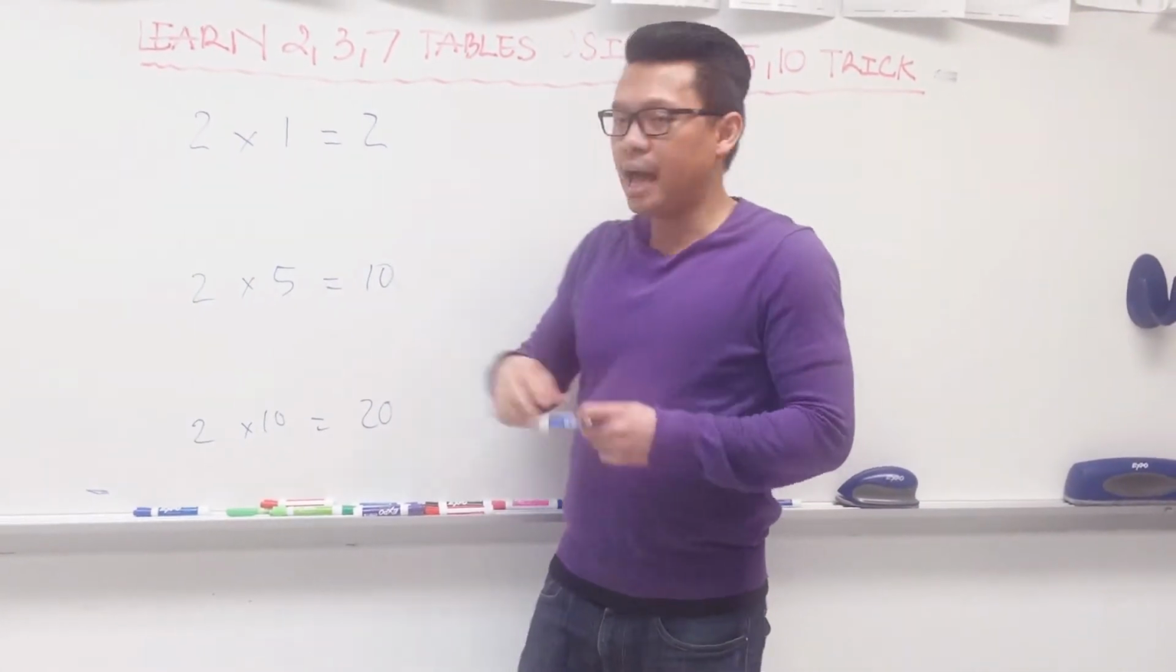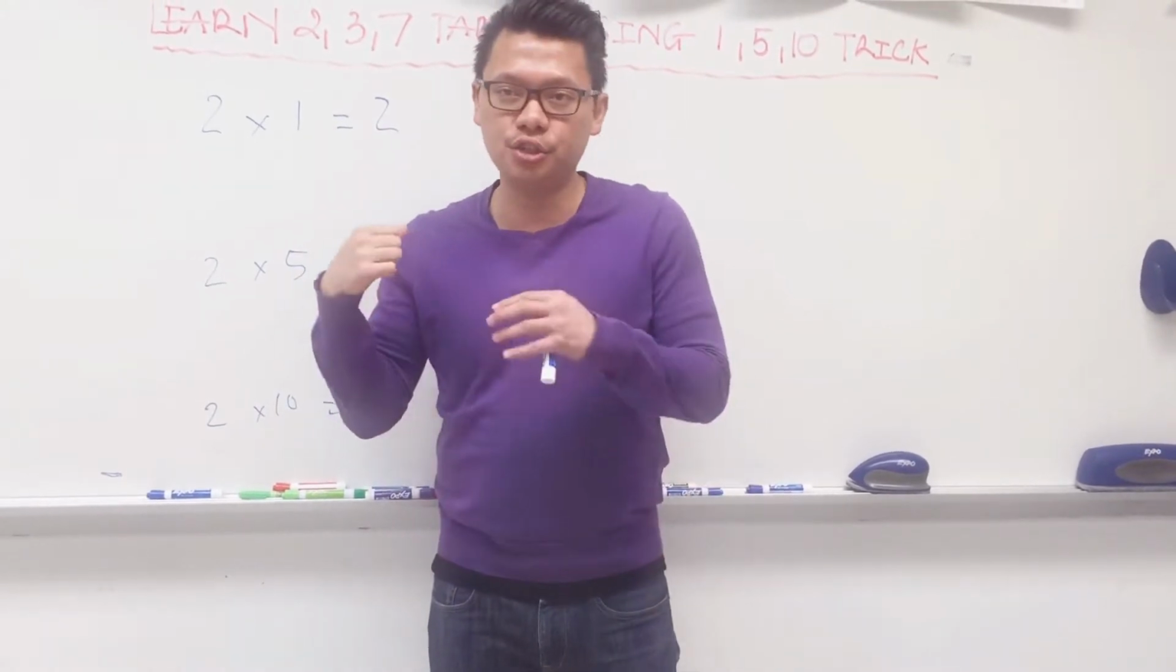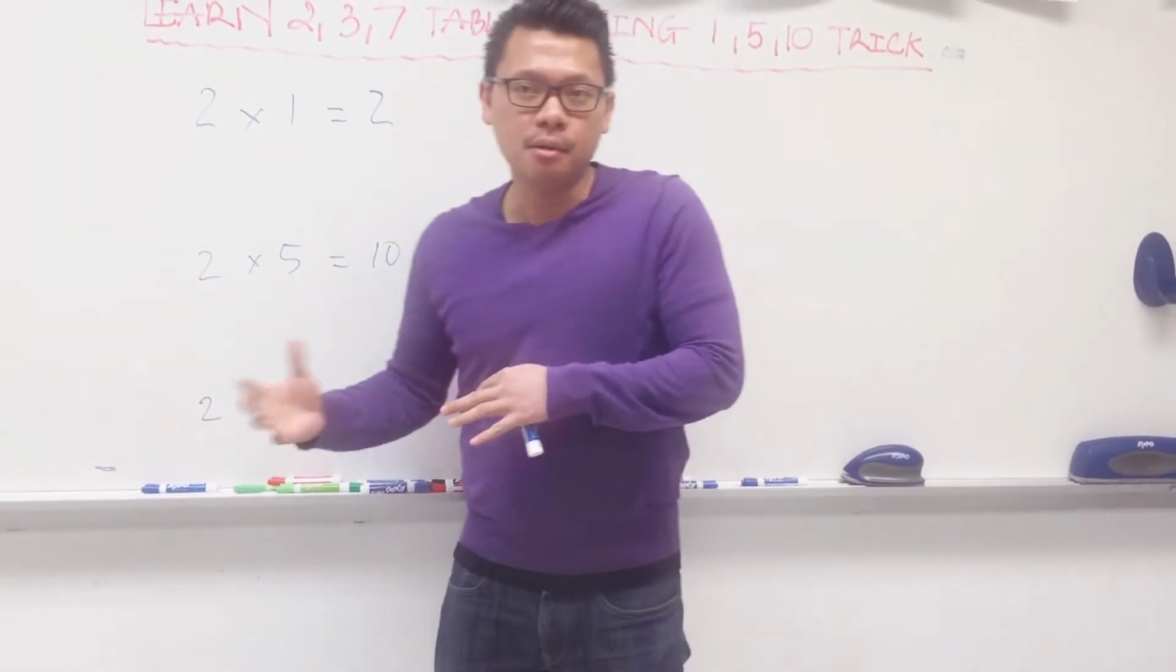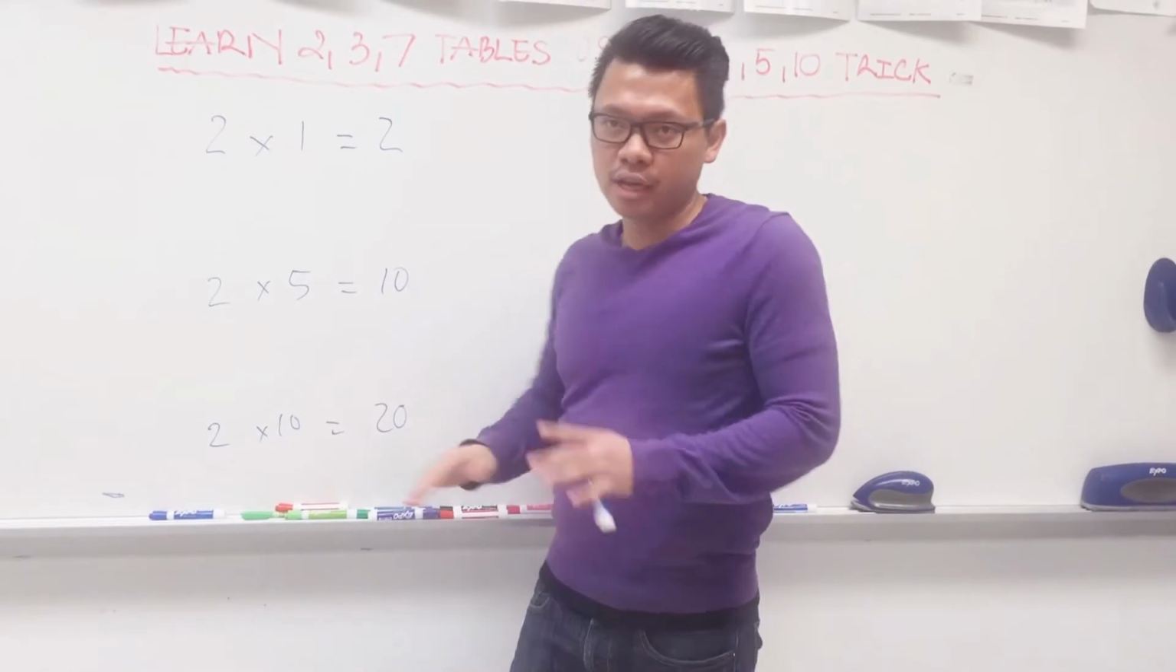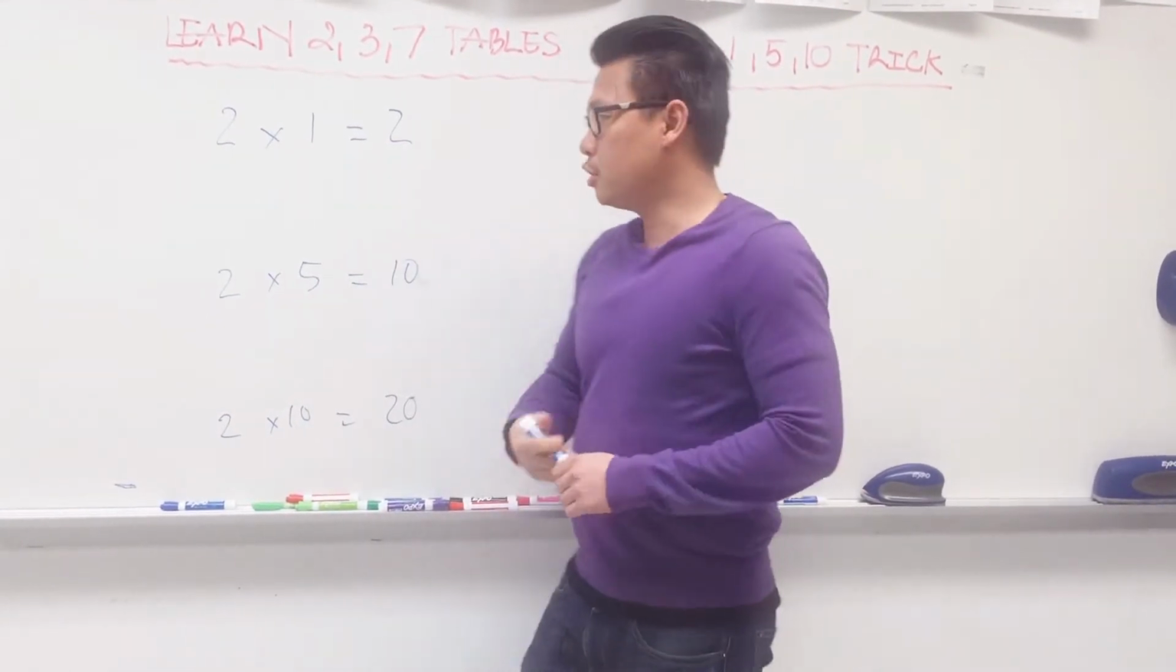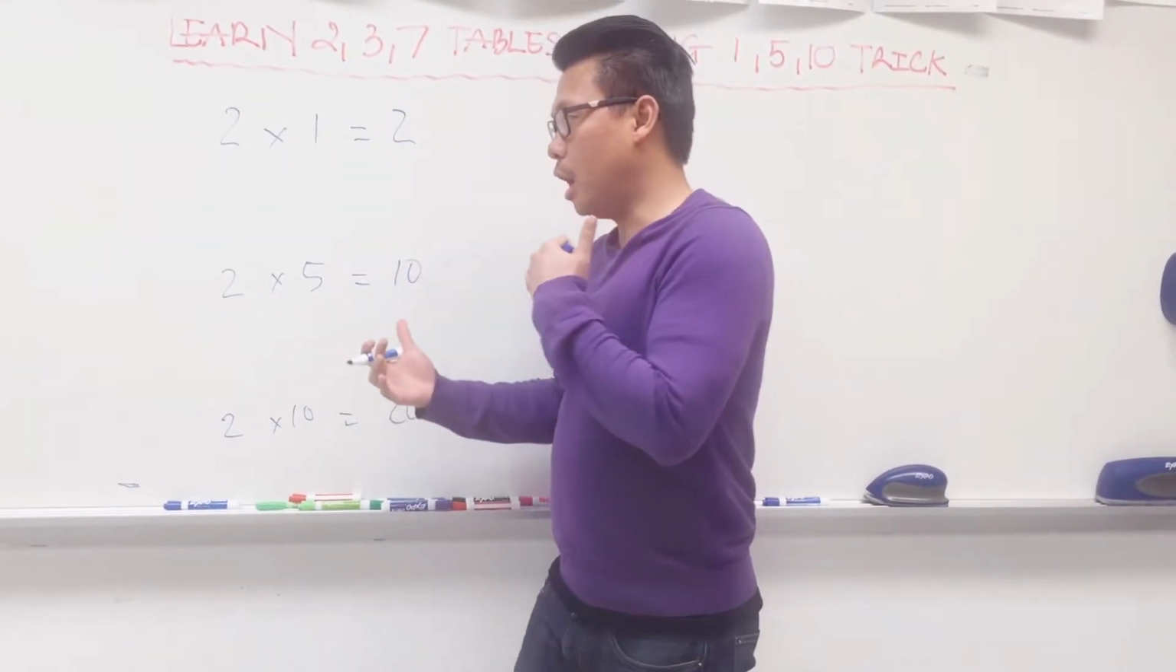So I would just quickly ask them, hey, what's 2 times 1? Okay, what is 2 times 10? What is 2 times 5? Make sure they memorize these things, okay? So there's no shortcut, just memorize it. So the next thing is you're going to add the next number.